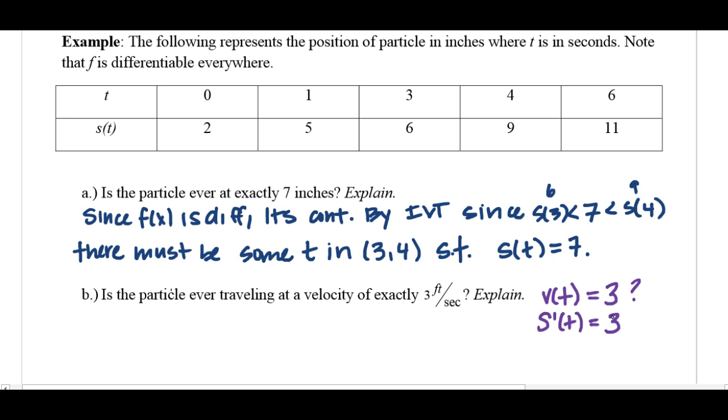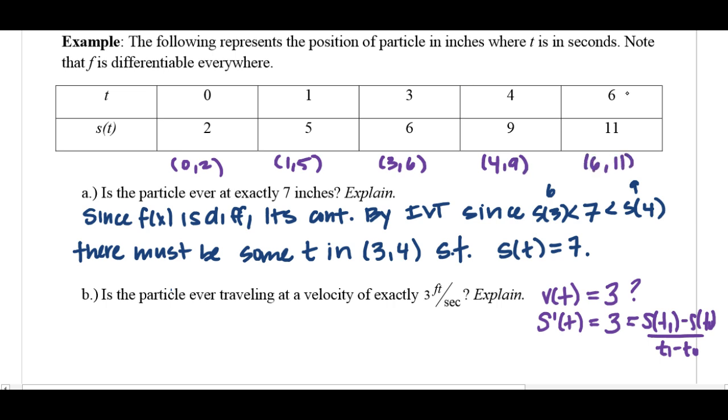Well, if I can find 2 points where the slope of the secant line between those 2 points equals 3, then there's some place where the slope of the tangent line equals 3. So we're trying to find, is there some t1 and t0 such that s of t1 minus s of t0 over t1 minus t0 equals 3. Looking at this table is a bunch of points. The points are (0, 2), (1, 5), (3, 6), (4, 9), and (6, 11). So these are a bunch of coordinate points.